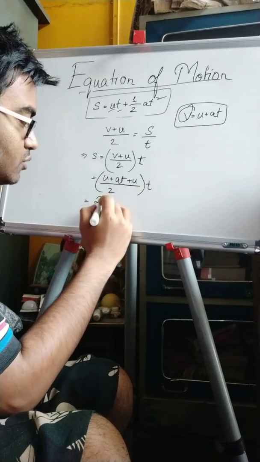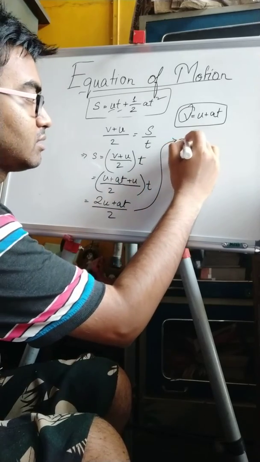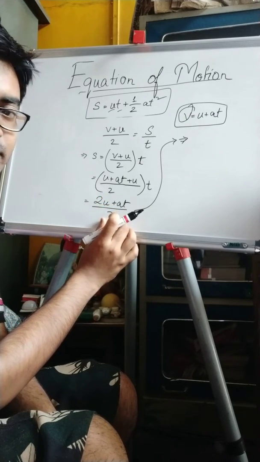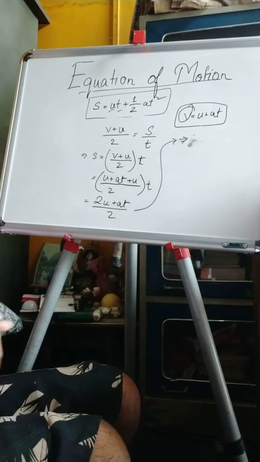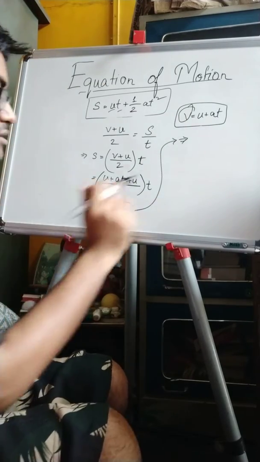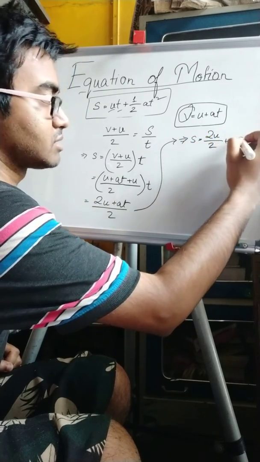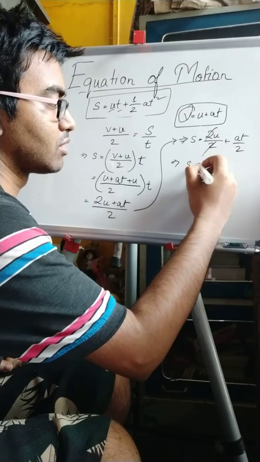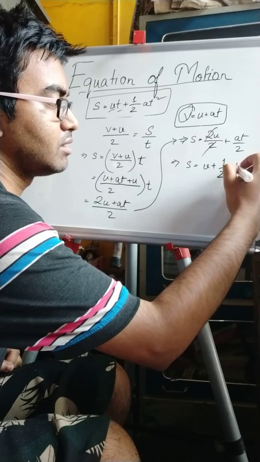Now, u plus u would be 2u plus at by 2. Now take this over here. This implies, now we will just divide this. We'll just take the divisor over there. S equal to 2u by 2 plus at by 2. Now I think we have got our formula. S equal to u plus half of a t.